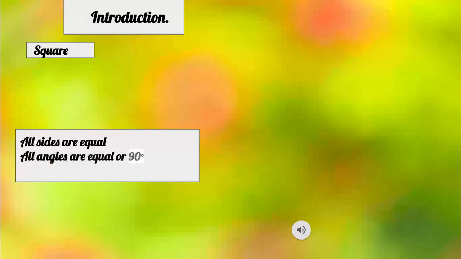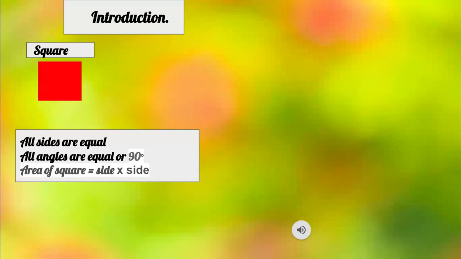Yes, a square is a geometrical figure with all four sides equal and four angles also equal, and each angle is equal to 90 degrees. So this is the square. As you can see here, each angle is 90 degrees, all sides equal. So it's a square, isn't it? Yes, perfect. You are right.